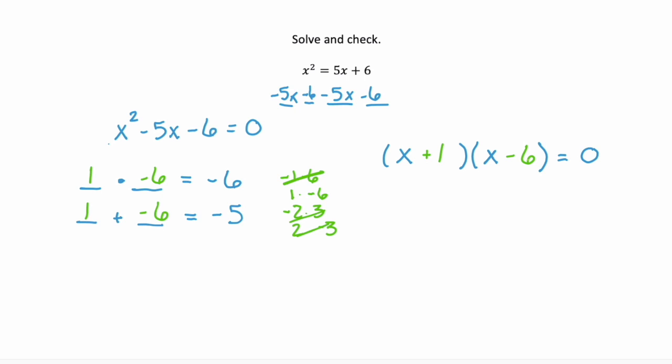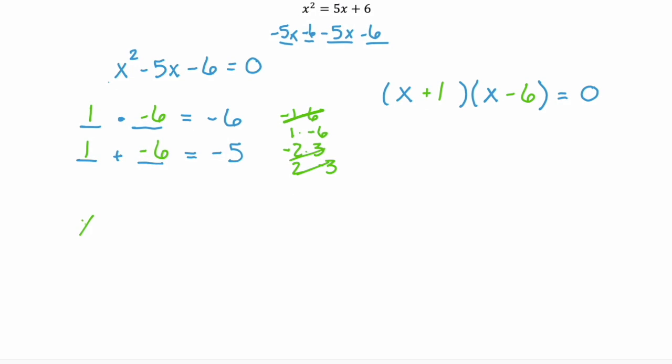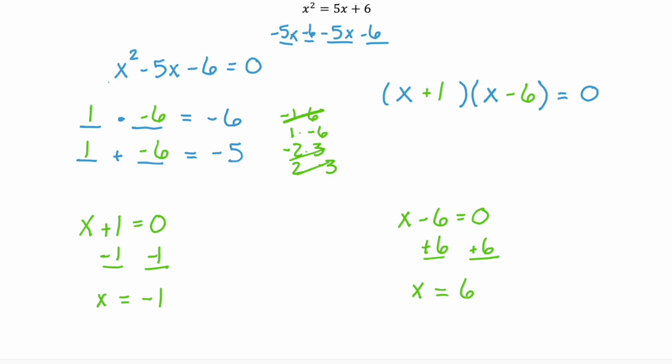And now that we have the factored form, x plus 1 times x minus 6 equals 0, we can use that zero product property, which tells us either x plus 1 equals 0 or x minus 6 equals 0. And we solve. Subtract 1 from both sides. So one possible answer is x equals -1. The second, we add 6 to both sides. So the other possibility is x equals 6.